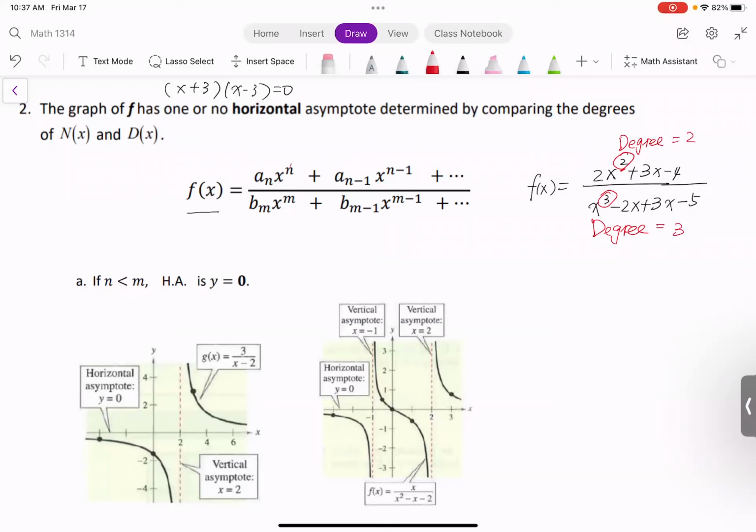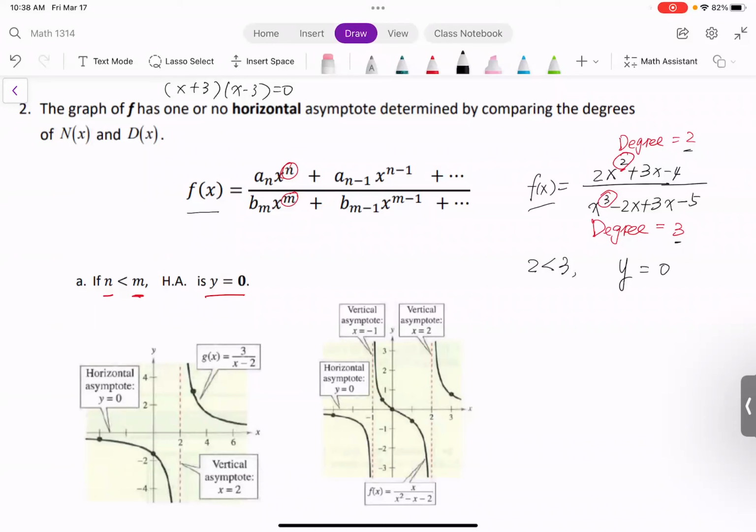Now we are comparing. So degree here is m, degree here is n. We need to compare the top and the bottom degree to decide the horizontal asymptotes. If the bottom one has more degree, then the horizontal asymptote is 0. For example, we just use this example. The bottom one is 3, the top one is 2. So 2 is less than 3. That means the horizontal asymptote y equals 0.